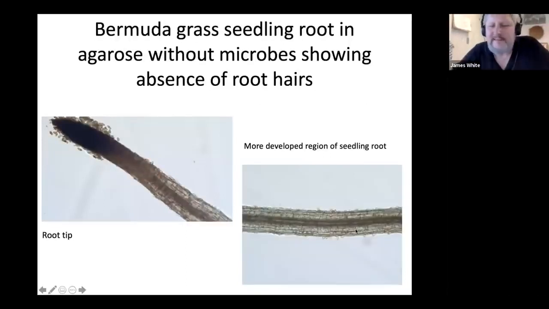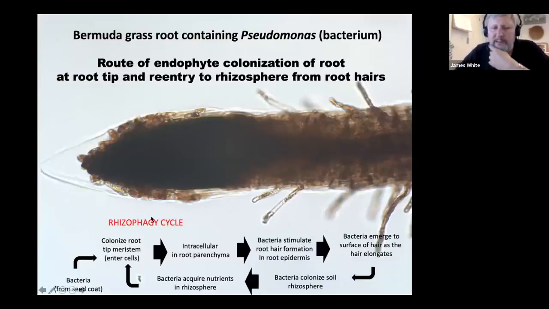Okay, so this is actually a Bermuda grass in which we removed all the microbes from it. You can see you have a nice root there, but there's no hairs on that root. Okay, in that same experiment, we then take a microbe, an endophyte that we have off of our Phragmites, and put it on this Bermuda grass. Now you see what happens right away. We put the Pseudomonas bacterium on this root, and you can see hairs form right away with the bacterium.